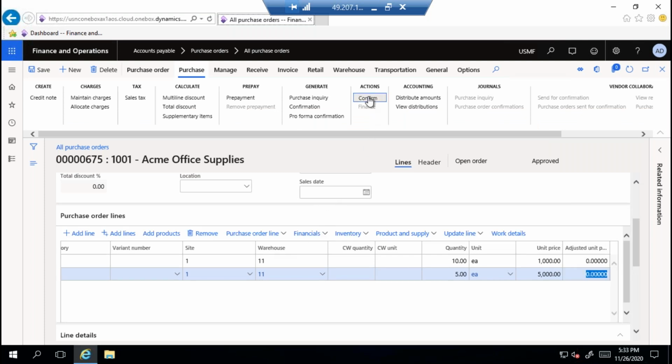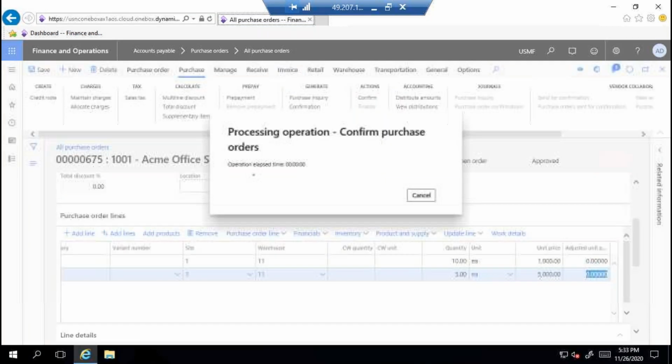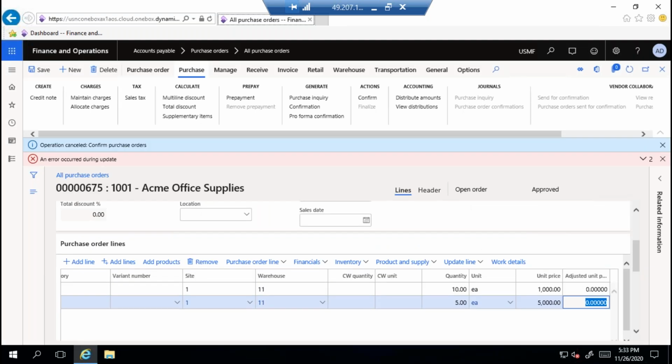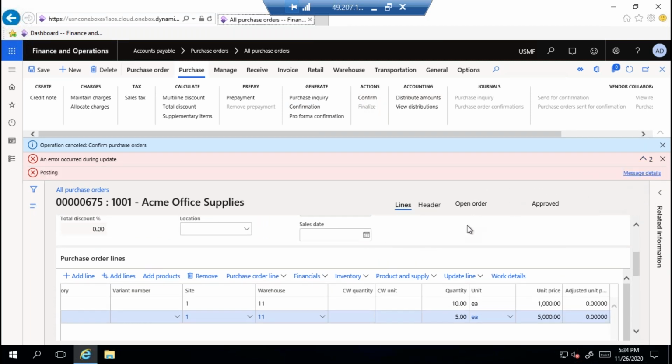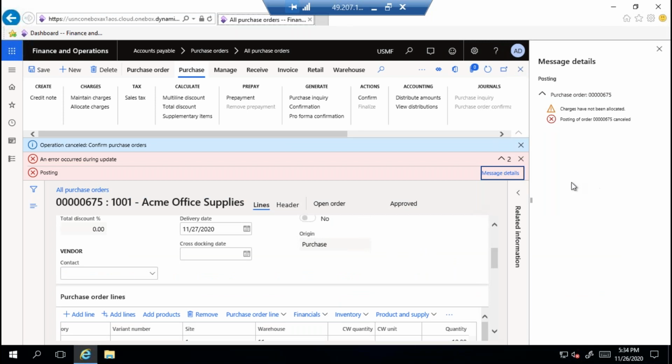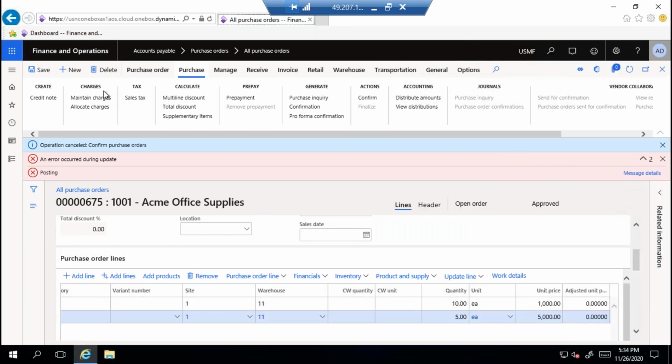I'm trying to do confirmation. Look at this one. It will not be confirmed. I will get an error message or warning message. I got the error message, confirmation is not updated. What does the message mean here? Look at this one. Charges have not been allocated, because you have entered charges.